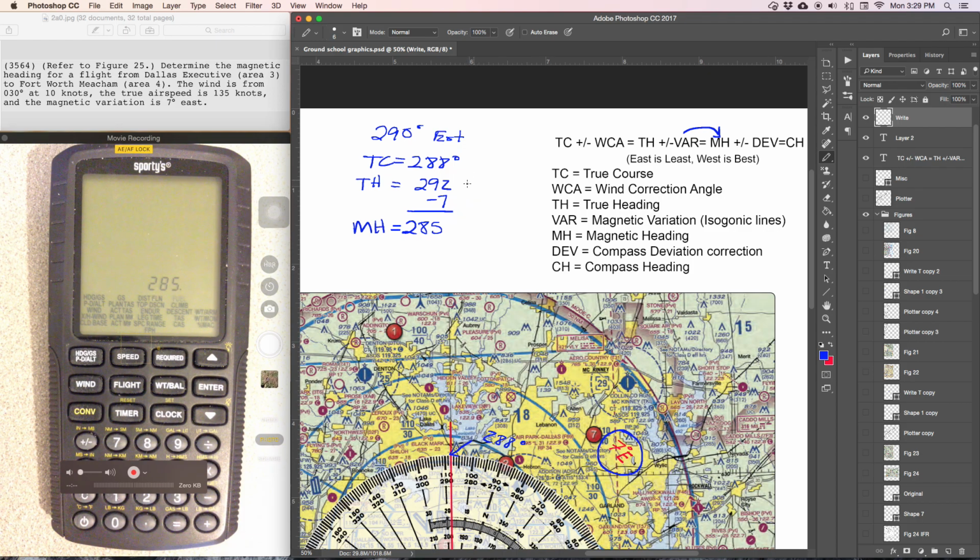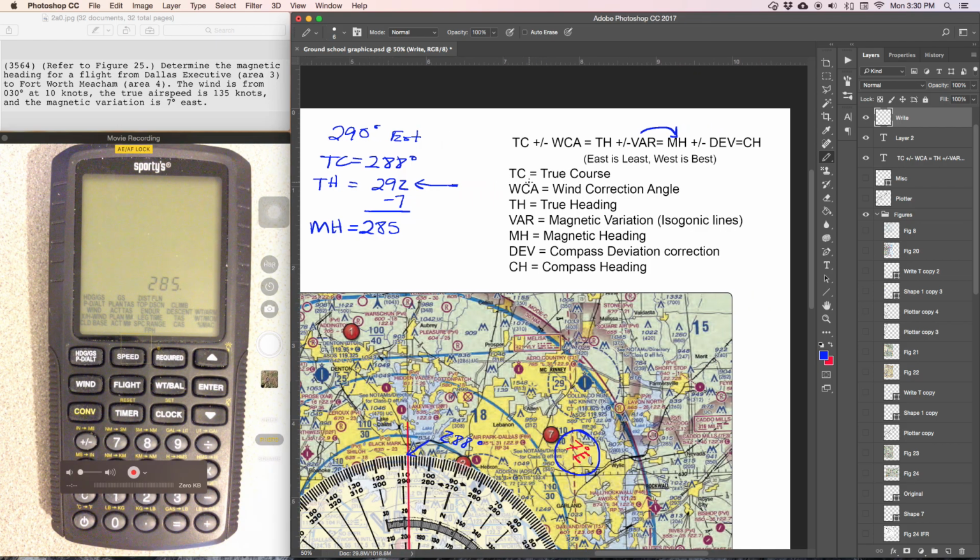Keep in mind though that this number here, 292, will be one of the answers that is available on the written. If you stop at this point and you do not adjust for magnetic variation, you won't be able to get to the right answer. So make sure you go through all the steps that you need to, and don't stop just because you see the answer is an option. Make sure you go all the way through adjusting for magnetic variation. And if you are asked for compass heading, they will give you a compass deviation correction chart also.